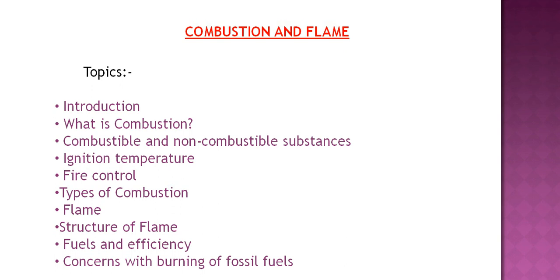Today we are going to start a chapter on combustion and flame. Topics involved in this chapter are introduction, then what is combustion, then we'll discuss combustible and non-combustible substances, then ignition temperature, then fire control, types of combustion, flame, structure of flame, then we'll discuss fuels and efficiency, and at last concerns with burning of fossil fuels. So let's start the introduction part.